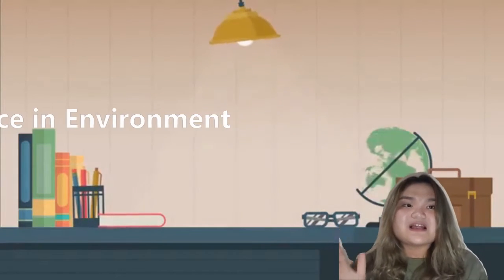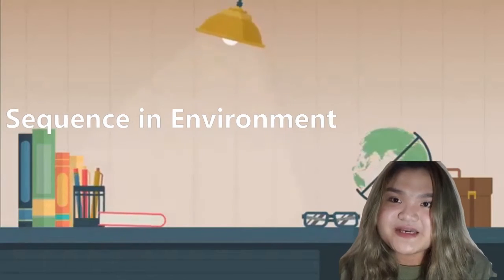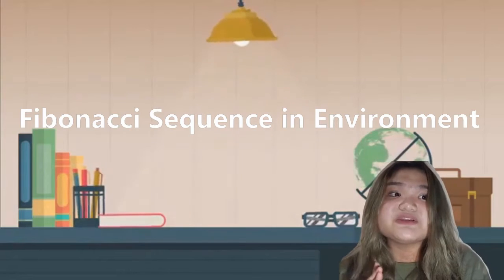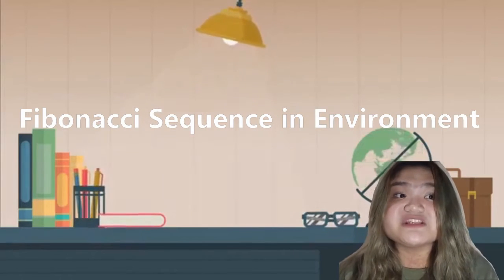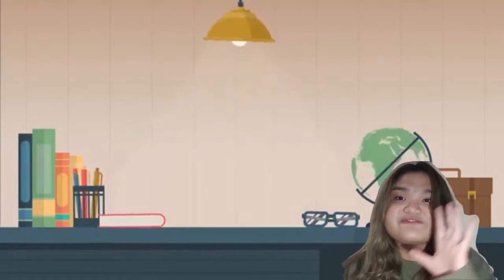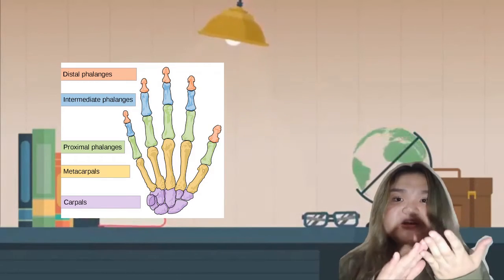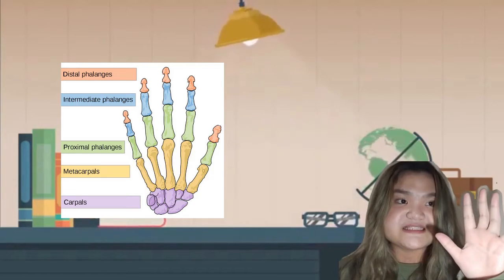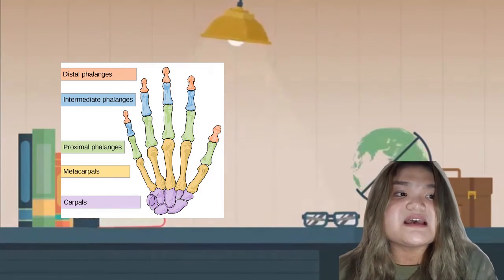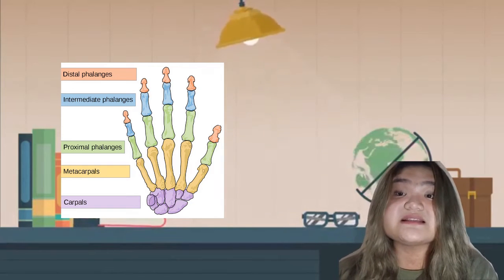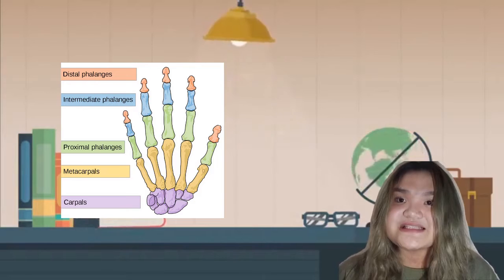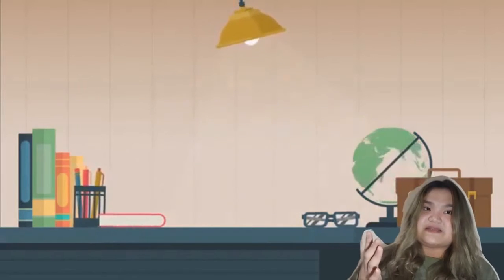Let us now talk about the Fibonacci numbers found in the environment. Did you know that even the human body is part of the Fibonacci numbers that are found in the environment? As the human hands have 5 fingers, each finger has 3 phalanges separated by 2 joints, which have the numbers in the sequence. The average size of phalanges is 2 centimeters, 3 centimeters, and 5 centimeters.